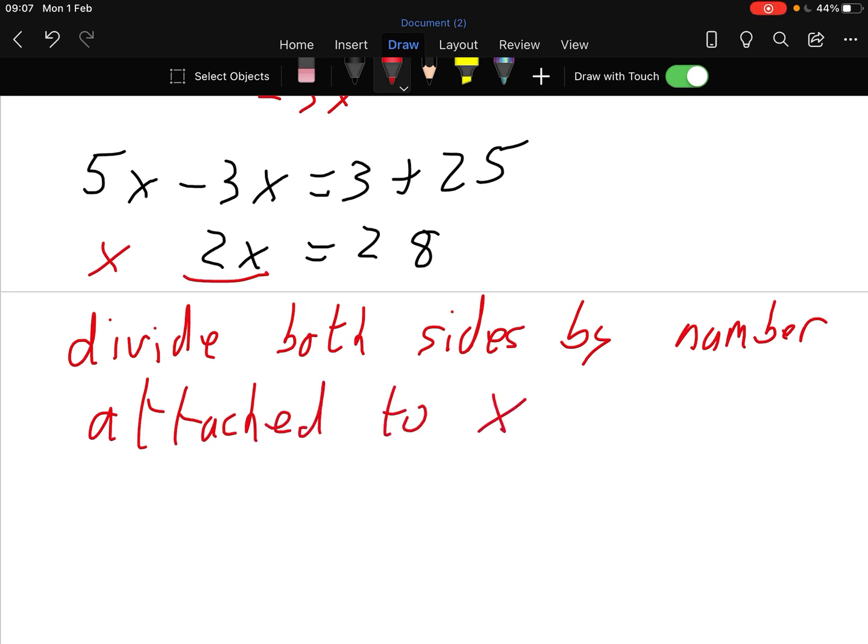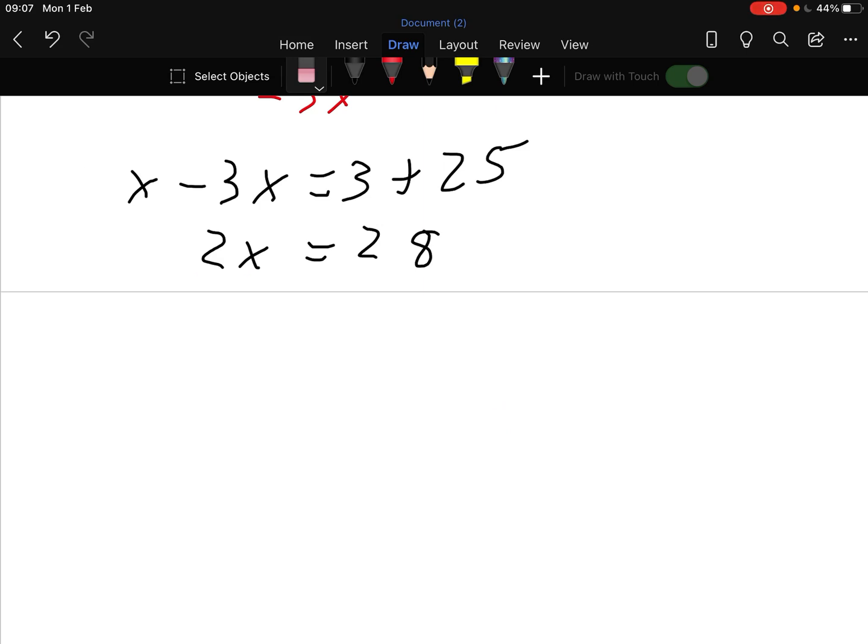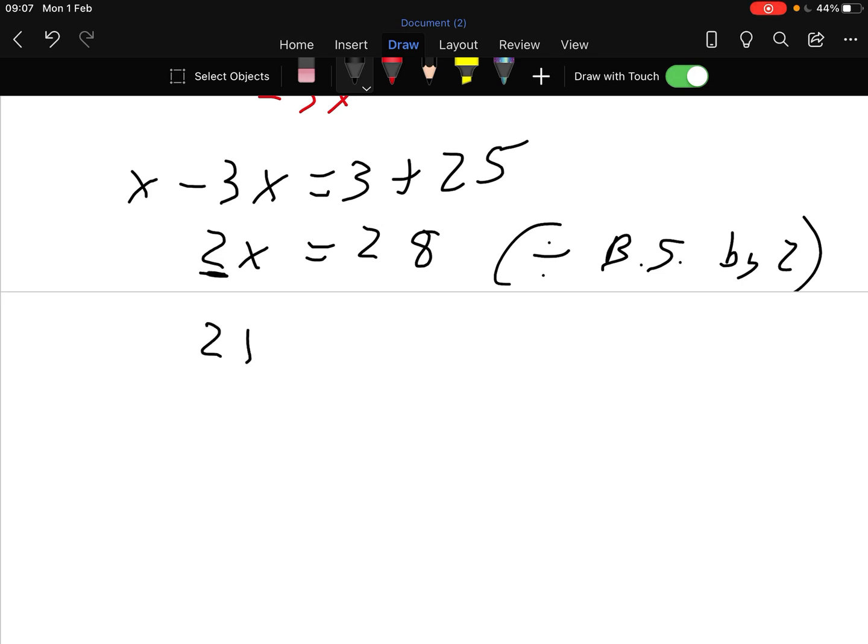Do you remember that from earlier in the year? We divide both sides by a number attached to x. In other words, whatever number is next to x, we divide by that. You can pause the video and write that down. I'm just going to rub it out so I can move on. Because it's a 2, we just have to divide both sides by 2, because that's the number in front of x. So we have 2x over 2, 28 over 2, and the 2 will cancel. And 28 divided by 2 will give us, any ideas?